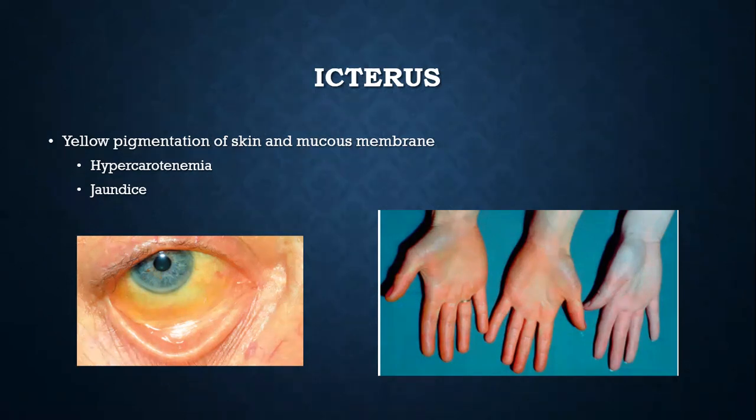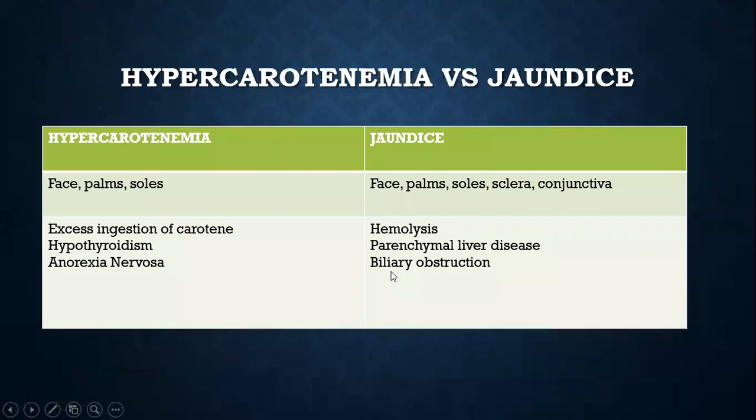Jaundice, we know, is the yellowish discoloration of skin and mucous membrane due to excess of bilirubin which gets deposited in skin. Carotenemia is excess of carotene. So this is icterus. We are seeing it in the bulbar conjunctiva and we are seeing it in the palm also. But how to differentiate whether it is hypercarotenemia or jaundice?